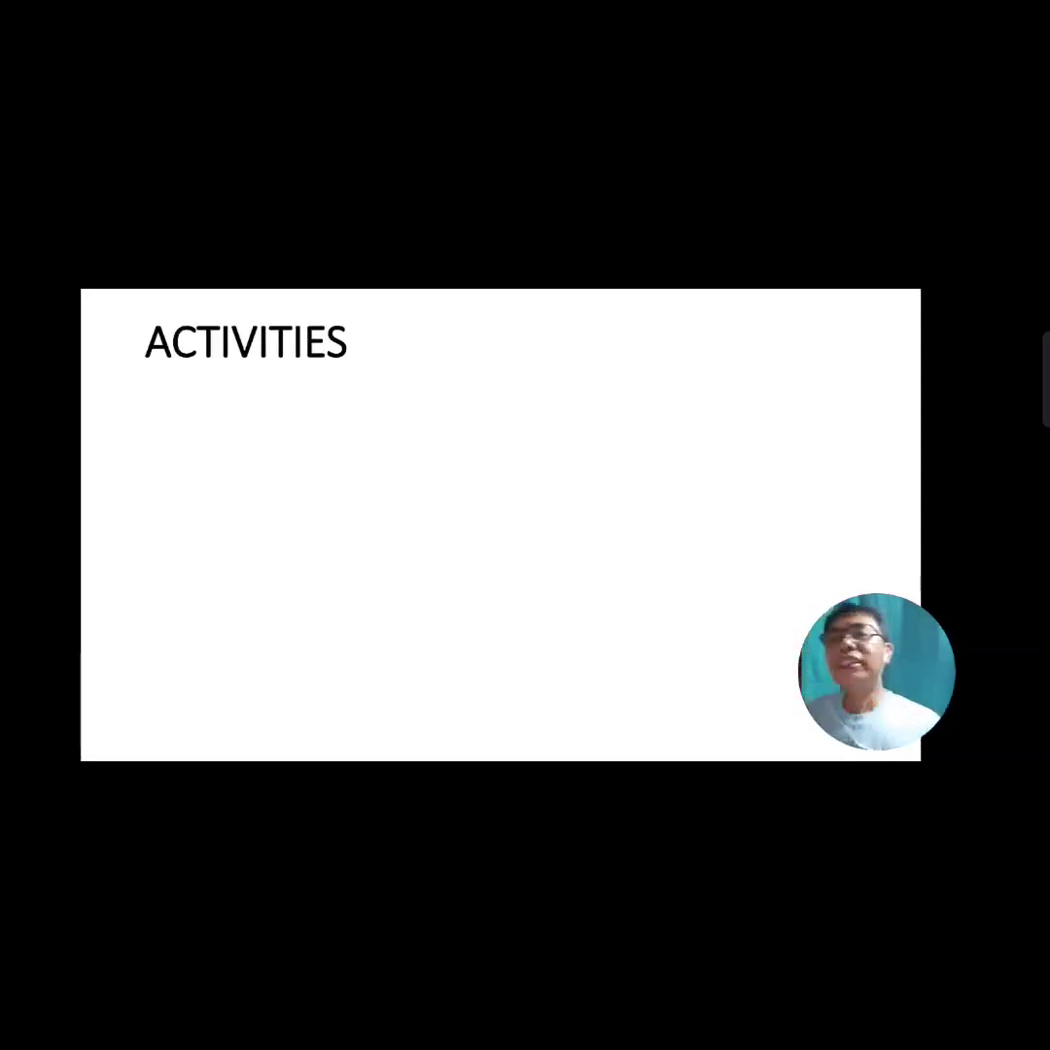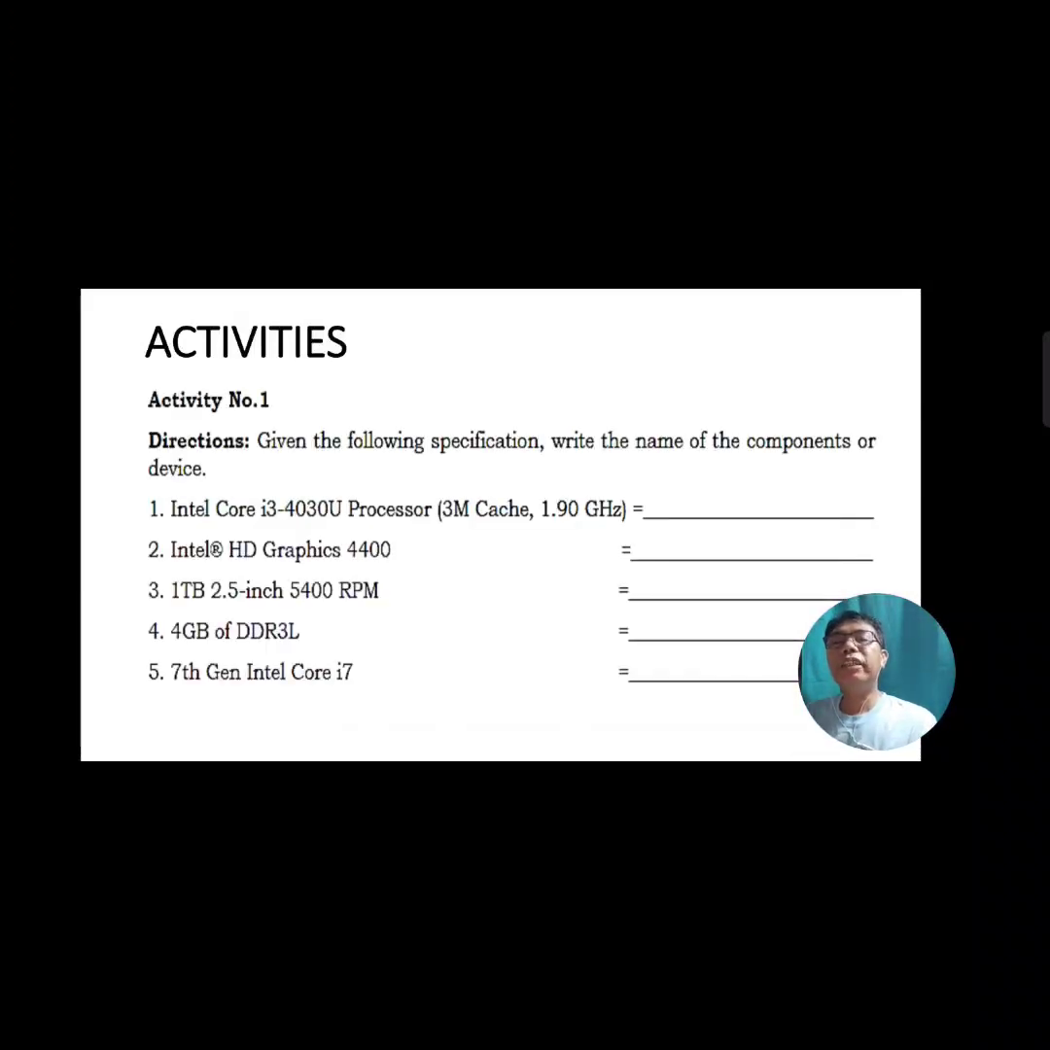Okay, now let's go to activities. For activity number 1, on your answer sheet, directions: give the following specifications. Write the name of the components or device. So we have here item number 1 to number 5. Okay, name that component opposite on the space provided to the right. Pause the video when answering.